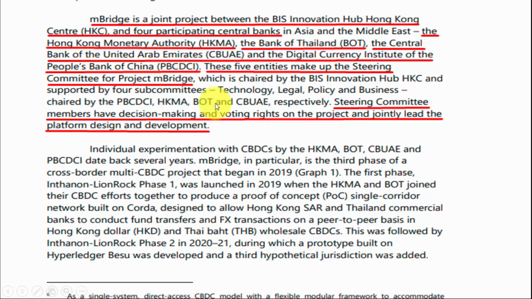So these 5 entities make up the steering committee for Project mBridge. Steering committee members have decision-making and voting rights on the project and jointly lead the platform design and development. So these steering committee members, these 5 entities, they have decision-making and voting rights on the project, and they jointly lead the platform design and development. So they have a say in how the platform evolves and how it's designed and developed. So basically, it's a centralized private system, Project mBridge.